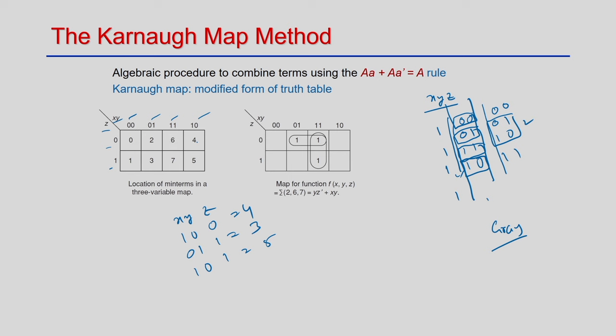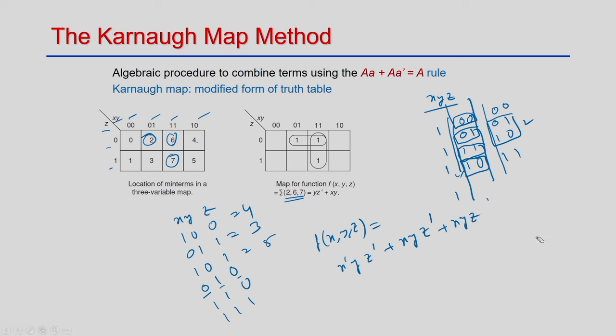So I will put the number according to the value of x, y, z in the truth table. Now, think about the function that I have taken earlier, f of x, y and z, which is represented by 2, 6, 7. What does this mean? It is basically x bar y z bar, because 2 is 0 1 0. Then we have 6, which is 1 1 0, that means it is x y z bar, which is this block. And you have 7 which is 1 1 1, so that means this is x y z.